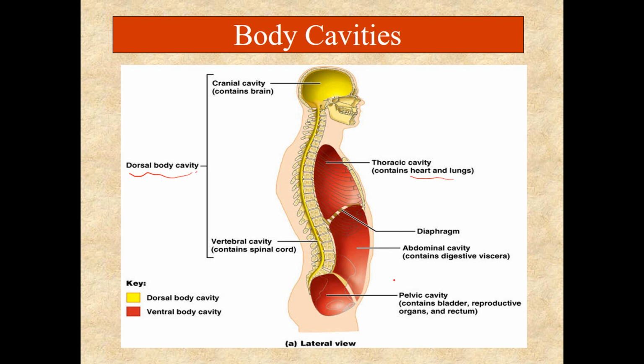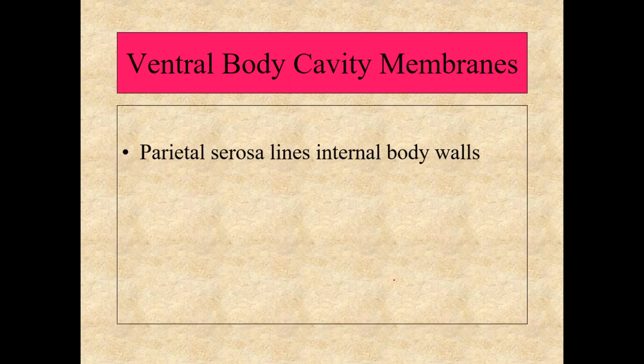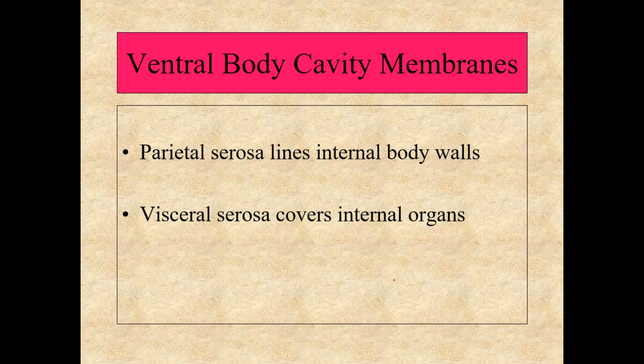What we see with these ventral body cavities is that we have membranes. In these body cavity membranes, we have two separate linings, even though it is continuous. So we have a parietal layer and a visceral layer. They are continuous with each other, but in between these two layers, there is going to be serous fluid. So parietal lines the walls of the cavity. Visceral covers the internal organs.